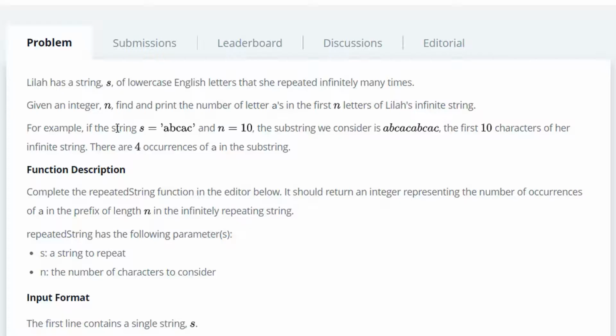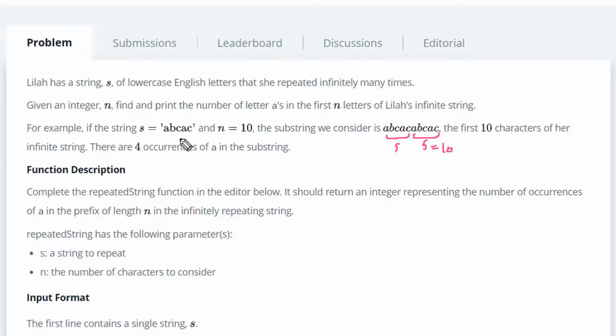For example, if the string S equals ABCAC and n equals 10, the substring we consider is ABCAC and ABCAC. Guys, how is this string formed? We are just taking this string and concatenating the same thing again and again multiple times until we get the 10 letters. That's why with this string we have appended 2 times. So this is one string, this is again the same string. The length of this string is 5 and this string is 5. So in total we have 10.